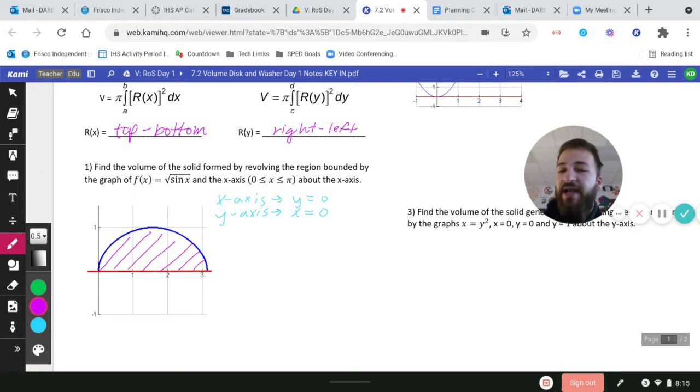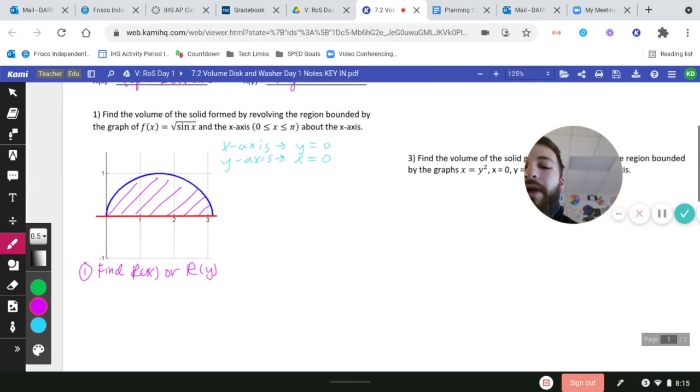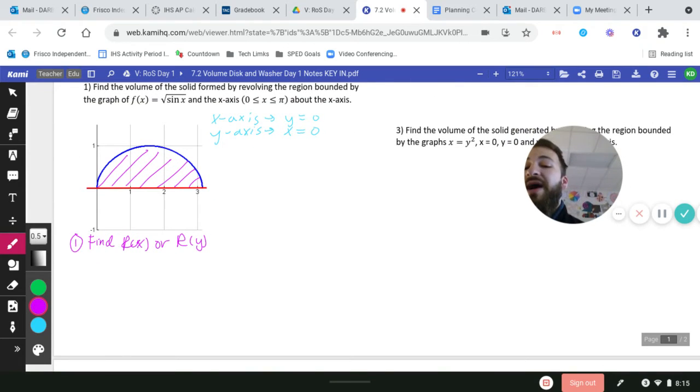So the first thing we're going to find is our radius equation. So my first step is to find r of x or r of y, depending on which one I'm working with. My second step is to define my interval.